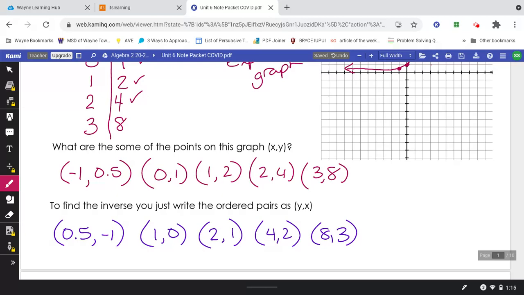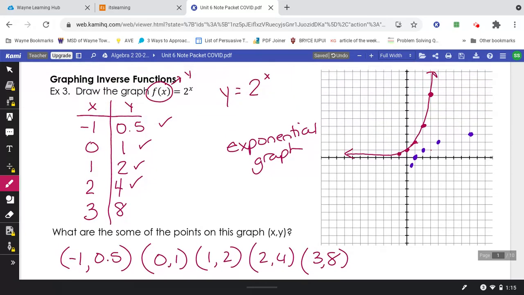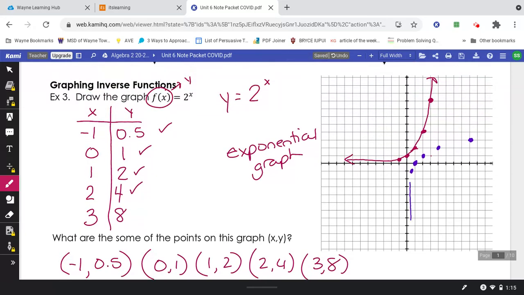And then let's graph these just to see what it would look like. 0.5, -1 would be right there. 1, 0 would be here. 2, 1. 4, 2. And 8, 3. So you can see, just like the graphs above, it looks like a mirror image, a reflection, one graph to the other.